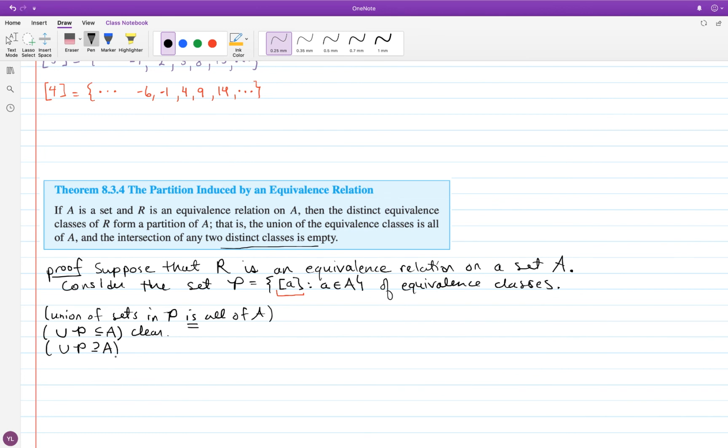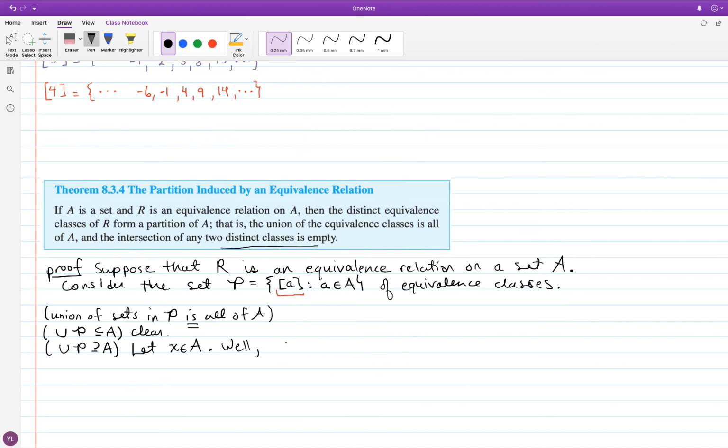And how do we prove something is a subset of something else? We let X be in A. And what are we aiming for? I want to show that X is in the union of P, which means I need to find one of the members of P that it is inside. So I need to find an equivalence class that X is in. Well, one candidate for an equivalence class that X would be in is its own equivalence class.